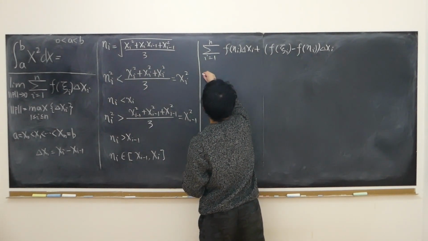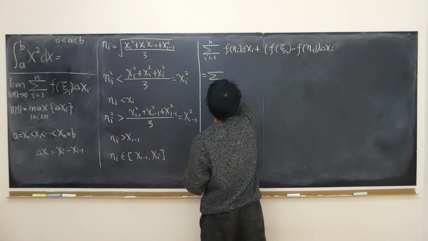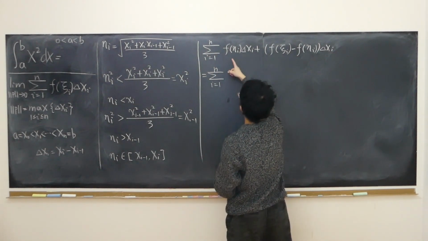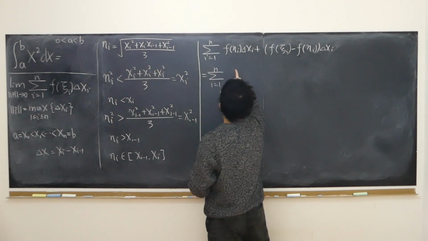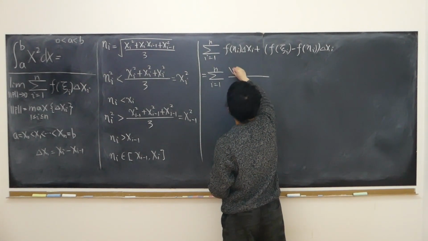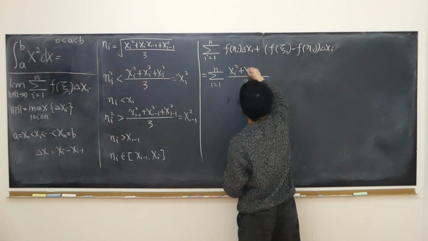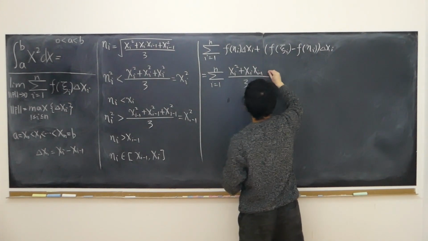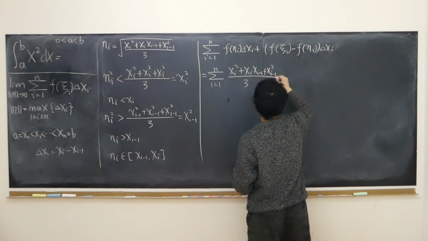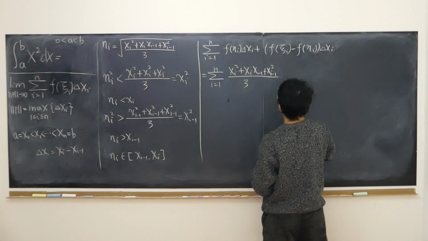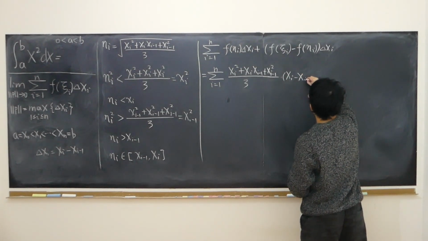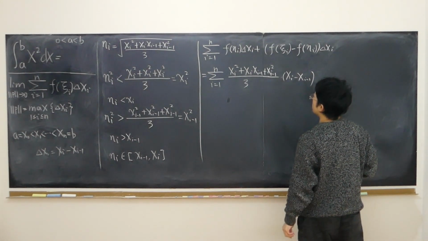So this is equal to the sum over i from 1 to n of delta x, so f, squared, a third of, first of all, xi squared plus xi times xi minus 1 plus xi minus 1 squared, times delta xi. Delta xi can be written as xi minus xi minus 1. This is my first sum.